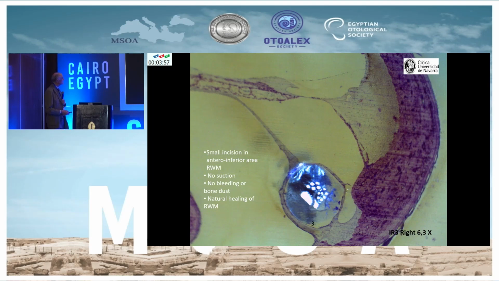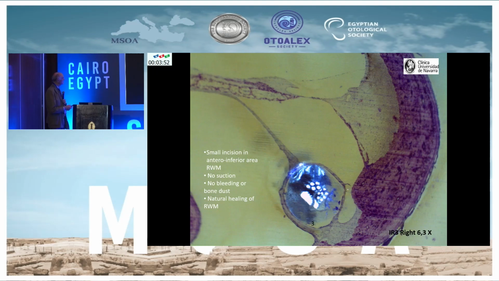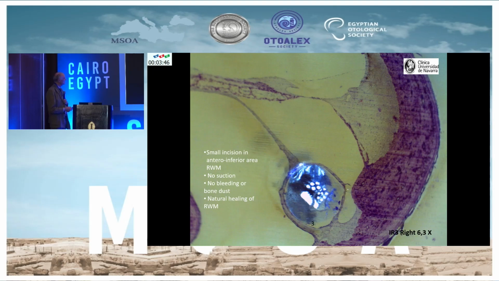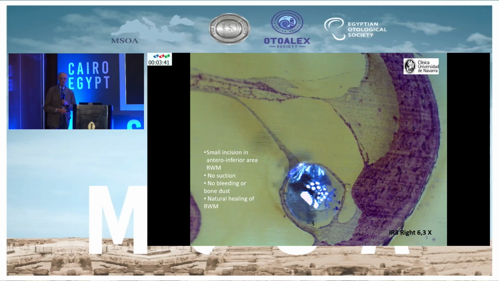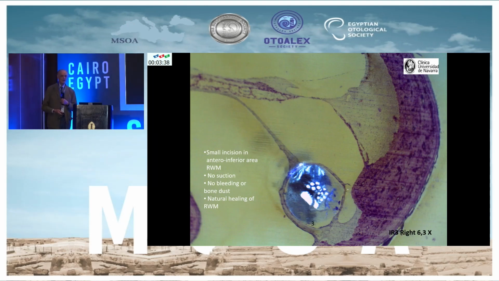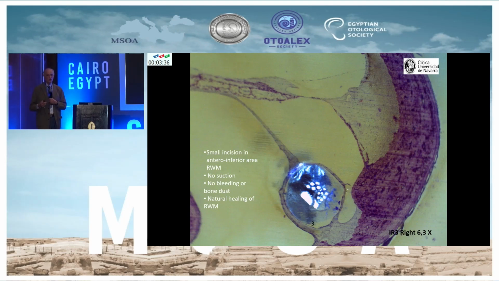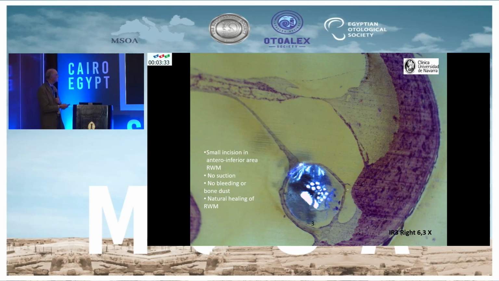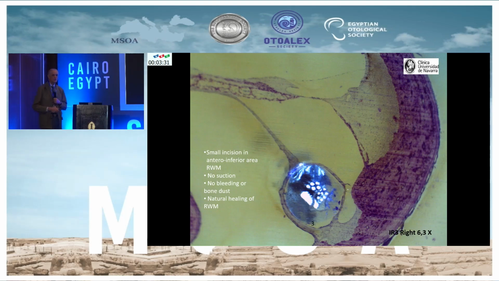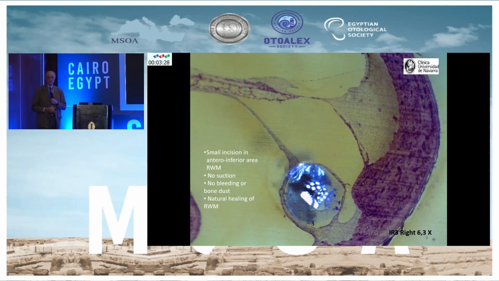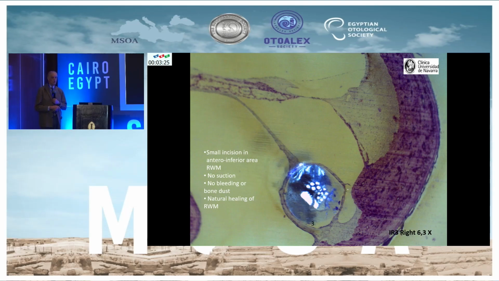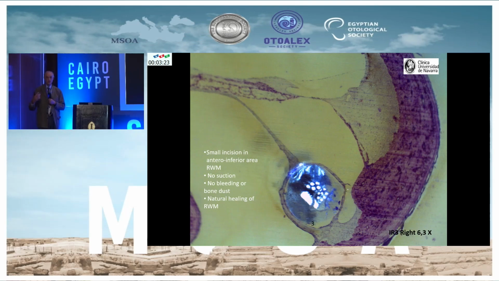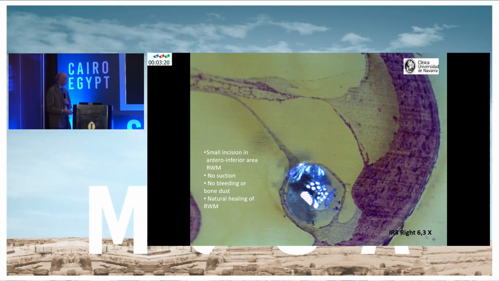First, it's very important to open the round window with a small incision in the anterior inferior area of the round window membrane. Do not use suction, avoid bleeding or bone dust in this area, and know that natural healing of the round window membrane occurs after 24 to 72 hours. So this is very important in terms of preservation of this structure for the future. Maybe we need to go there.